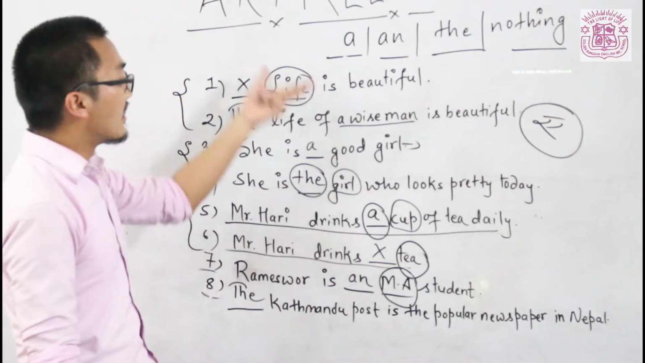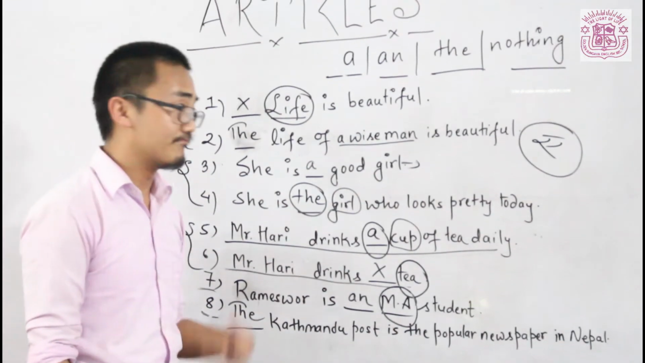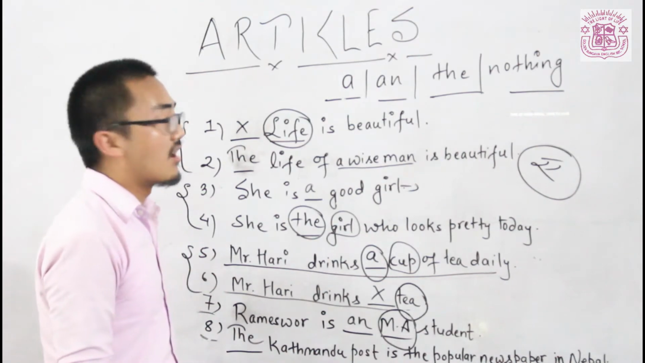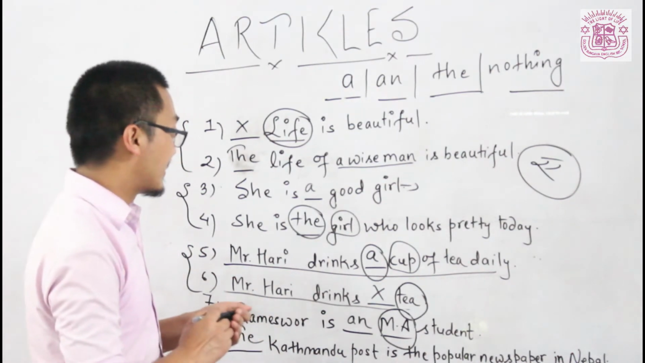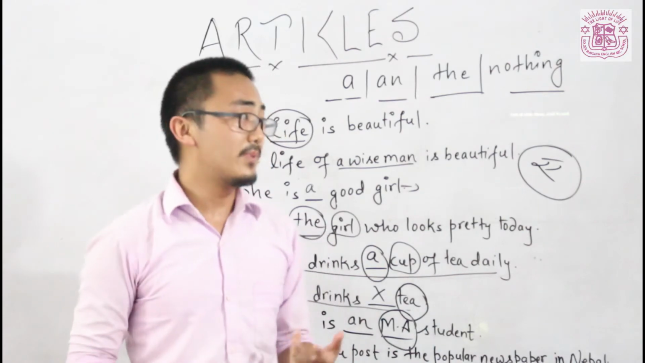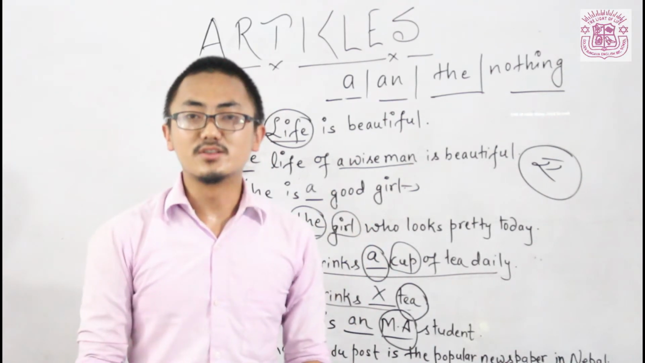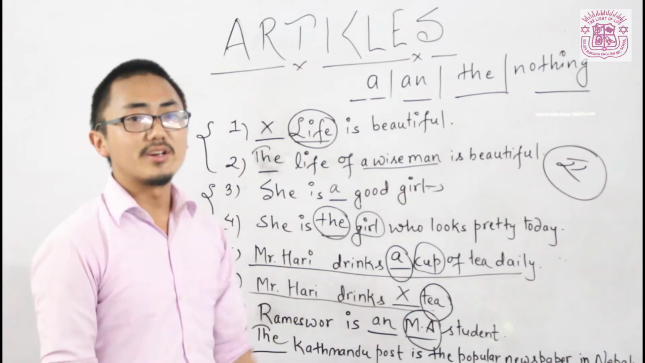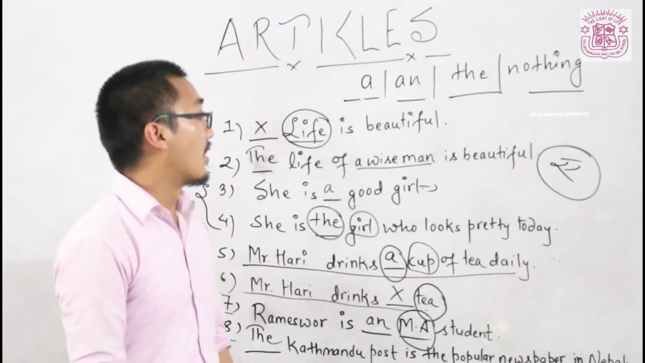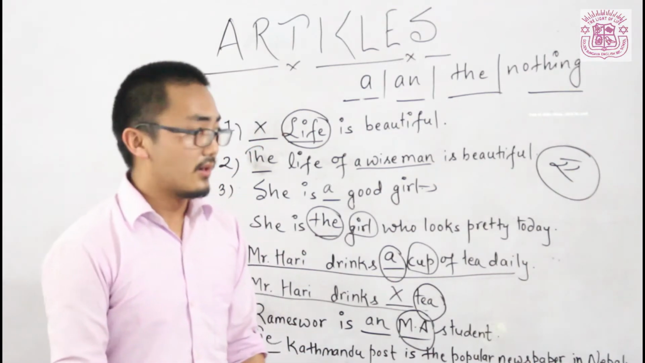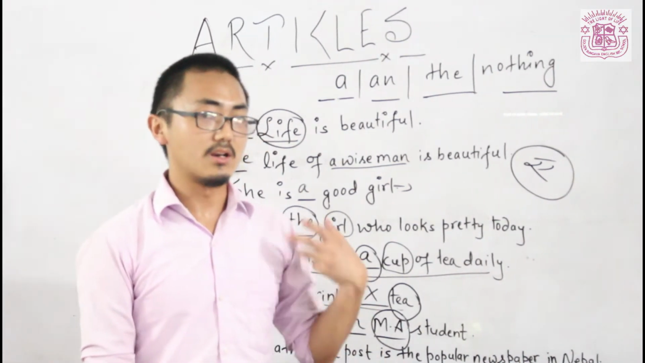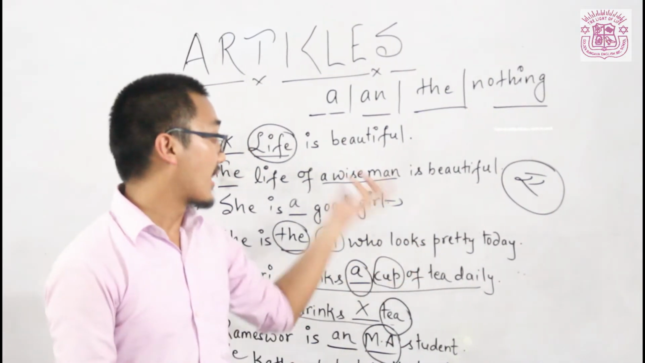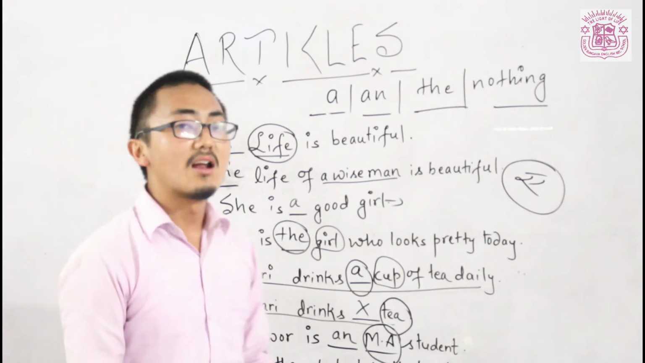So in this way, now I think you can determine whether to use a or an or the or nothing. I think this video will be much more helpful to all the students who are watching right now. We have already completed the chapter on articles for today, and I hope you will be much more excellent in this kind of questions related to articles.